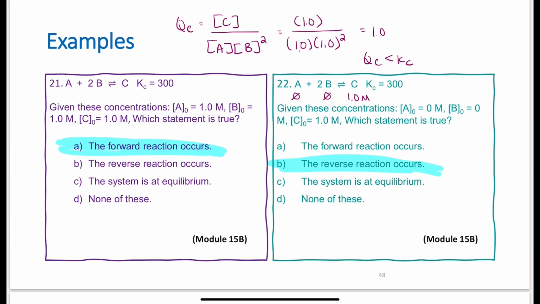It has to be solved conceptually. You have to think about it. Two of your species are missing, two of the species on the reactants side are missing. The only thing that can happen is C will decompose.